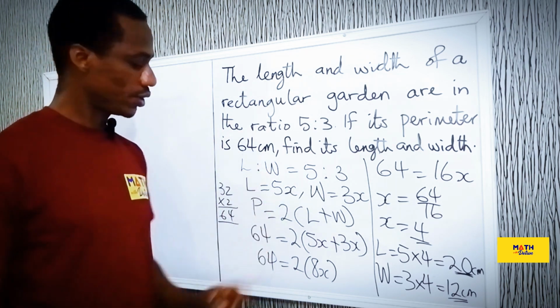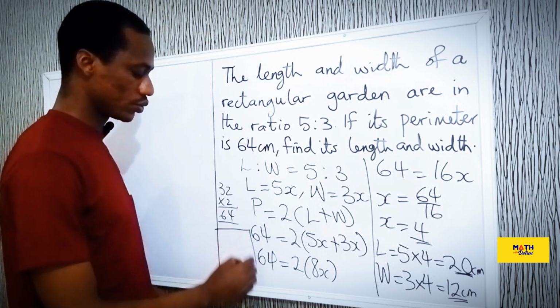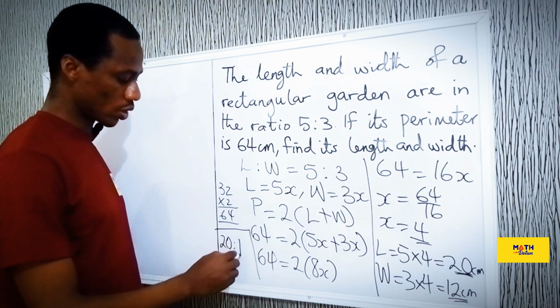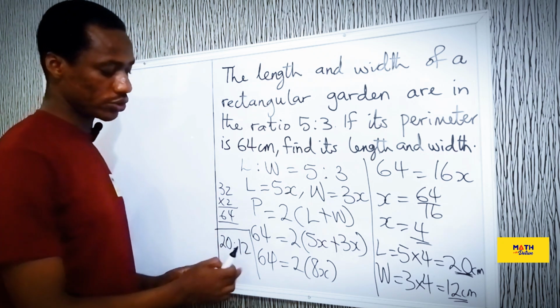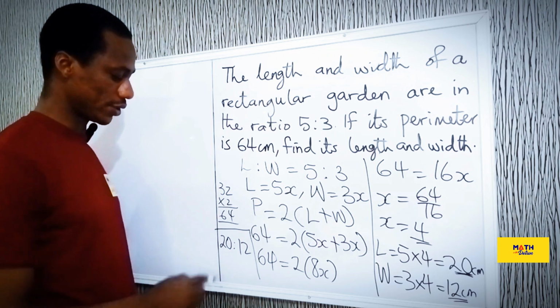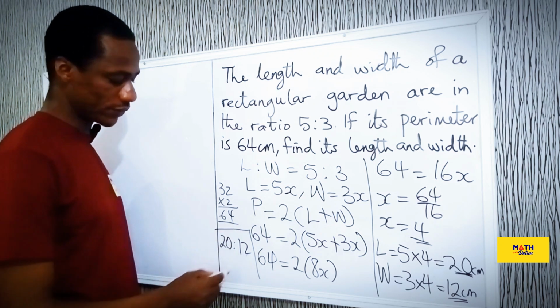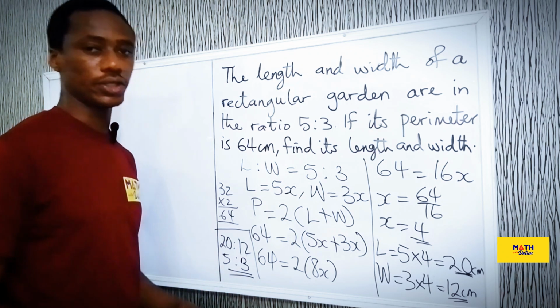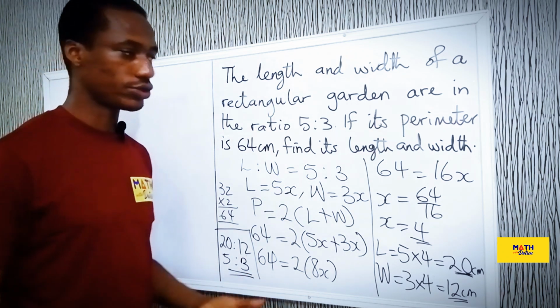Another way to check is to put this in ratio 20 to 12 and reduce it to the lowest terms and see if you have 5 and 3. If you divide this by 4, and this by 4, you have 5 to 3. Alright, checked. That means you're correct.